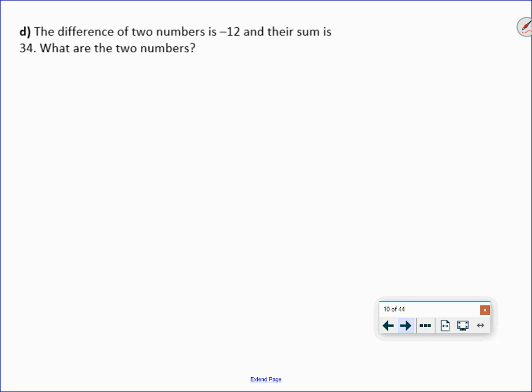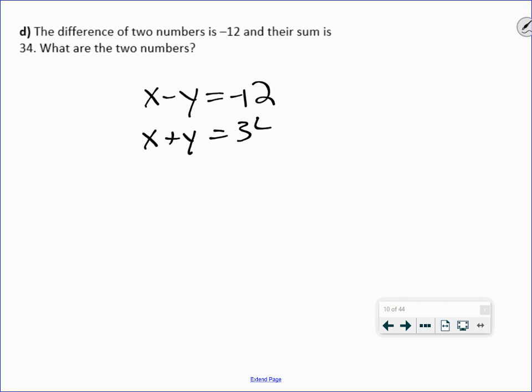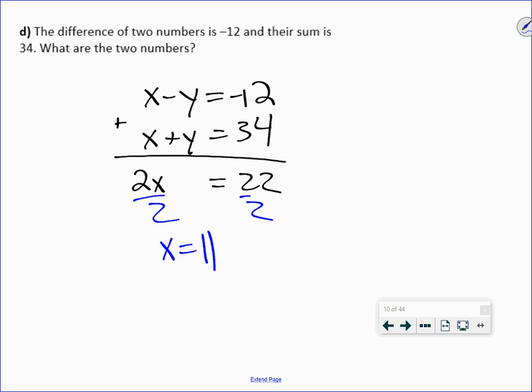All right. The difference of two numbers is negative 12, and their sum is 34. This problem is a breeze to do using elimination. And I can either add or subtract the equations. For this one, I'm just going to add them. So x plus x is 2x, negative y plus y is 0, and negative 12 plus 34 is 22. Divide both sides by 2, and I'll get x equals 11.